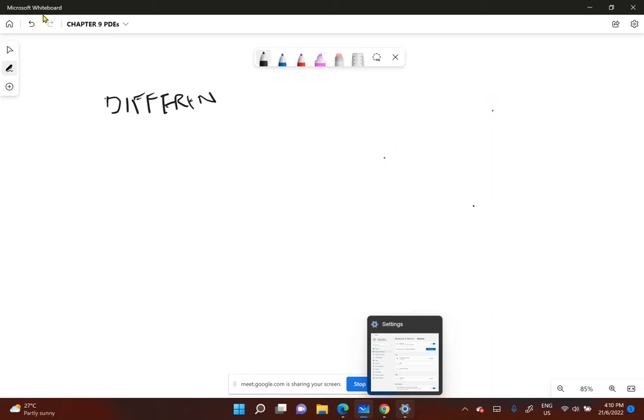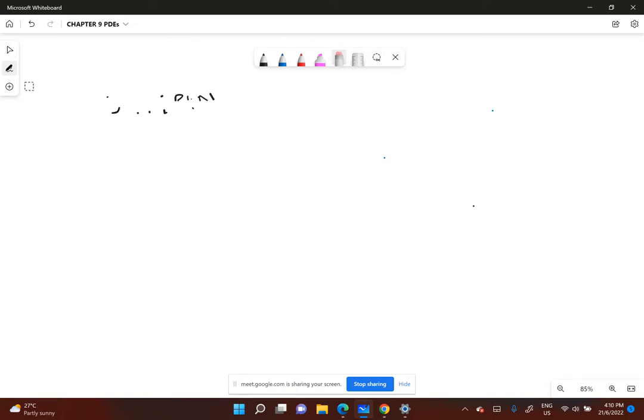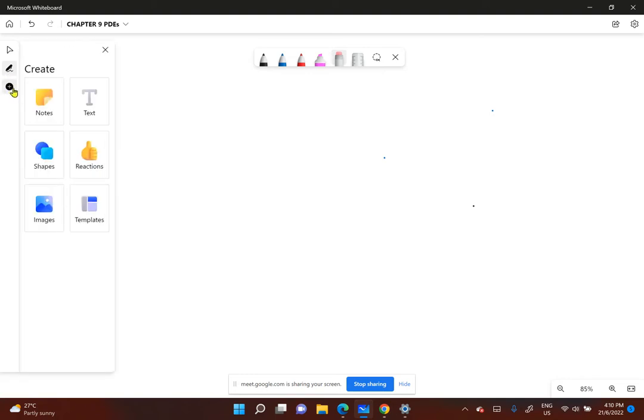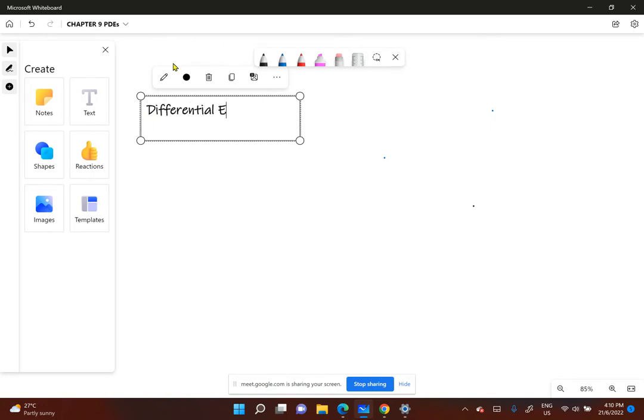Differentiations. Wait. This is the difficult part, I'll just type it. Differential equations, we have two types. The one that you learned in the last chapter is ordinary.